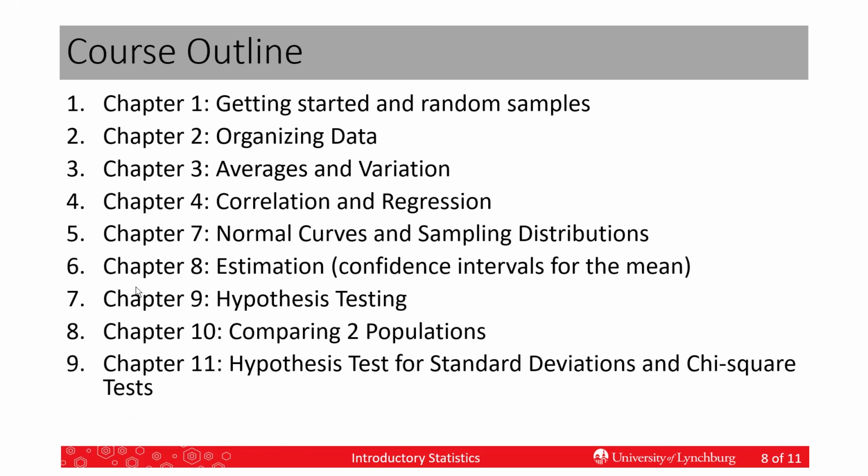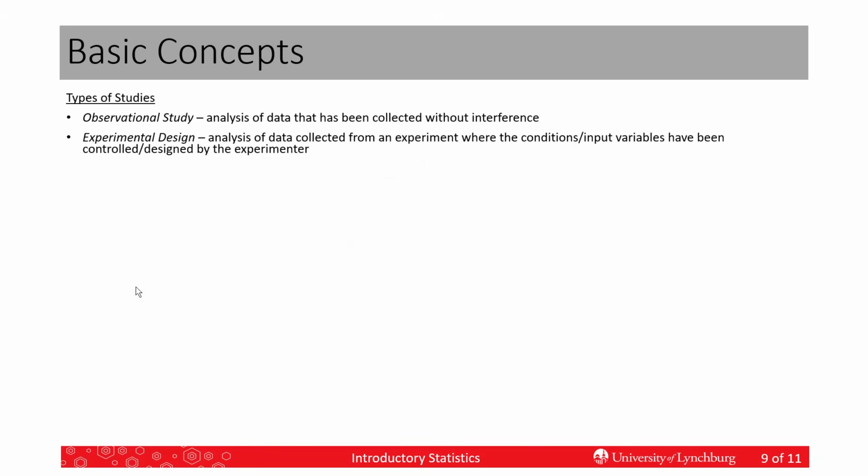So we're using the book Understanding Basic Statistics by Brase and Brase, the 7th edition. And we're going to cover in this semester chapters 1 through 4, and then we're going to skip over to chapters 7 through 9, and we're going to complete them, and then we're going to cover as much of chapter 10 and 11 as possible. So that's our outline for this semester.